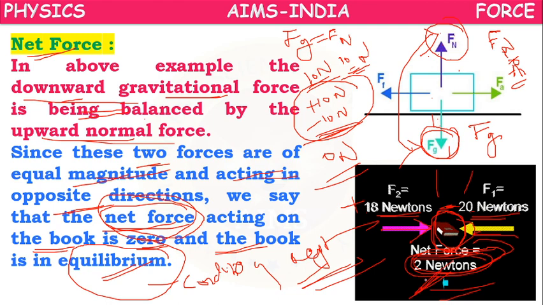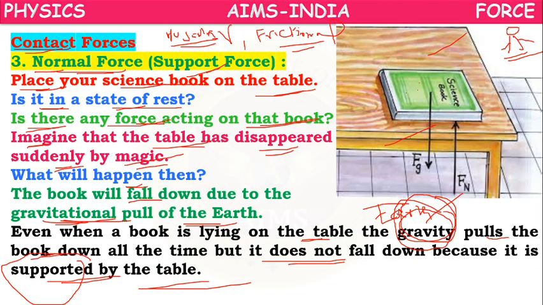As left side force is more, net force also will be towards left side. So minus 2 newtons. So in this case, the net force is not 0. So that's why we can observe movement of book towards left side. But whereas in this case, the book is in equilibrium. Why? Because the net force is equal to 0.